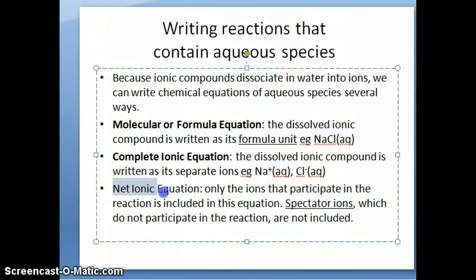And then the last one is something we call the net ionic equation. As it turns out, in aqueous reactions, not all the ions are always involved in the reaction. Sometimes the ions are present, but they're not participating in the reaction. Whenever the ions don't participate in the reaction, we call them spectator ions, and we remove them from the net ionic equation. So the net ionic equation basically just shows the species that participate in the reaction.